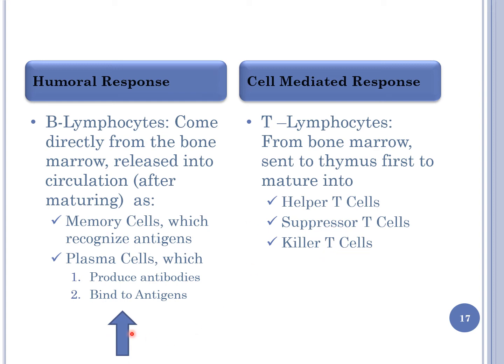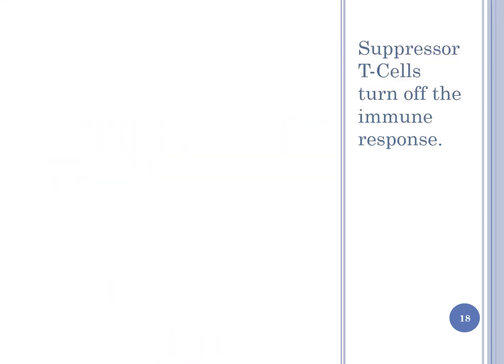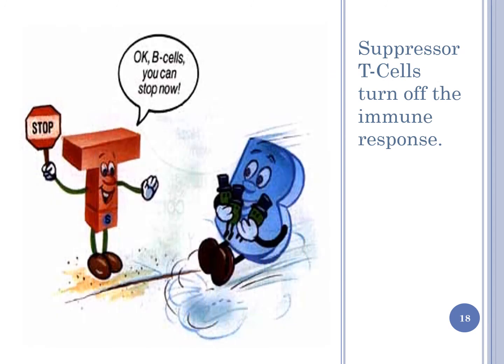And you know that the humoral response is more specific. Yeah, much more specific. All right, so suppressor T cells here turning off the immune system. They're basically saying, hey, stop B cells, you can stop now. You know, we don't need any more antibodies, let's say, being produced. You've done your job. This is good enough, right? So everything is working together.